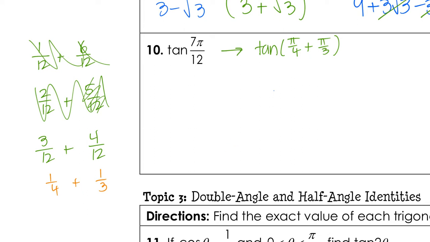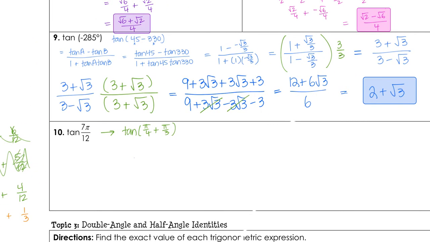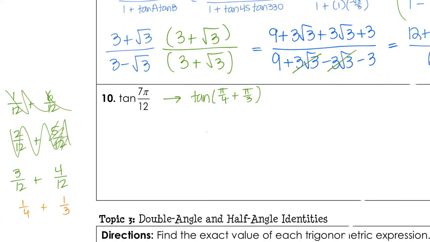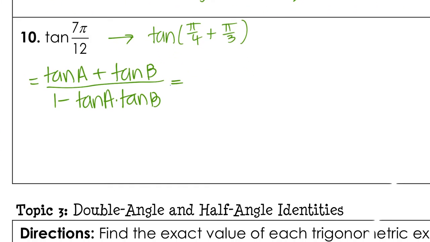Okay, so this time it's a sum and it's tangent. So we're going to look at our identities and figure out which one to use. But honestly, it's kind of like this one. It's just that the signs change. So I could tell you right now that the identity is going to say tan A plus tan B over 1 minus tan A times tan B. So let's fill in what we have. So tan of pi over 4 plus tan of pi over 3.